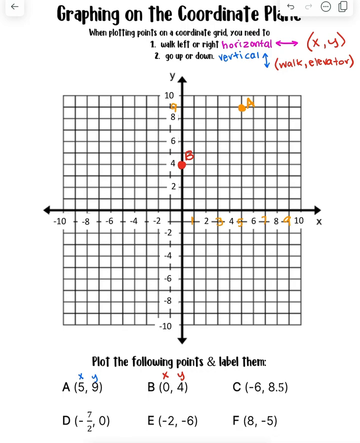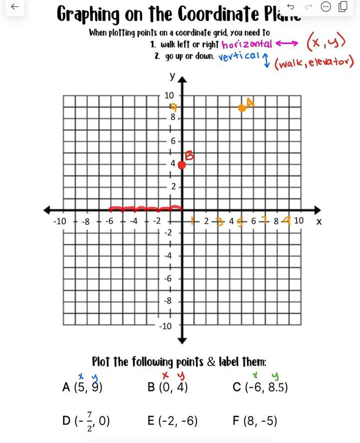Okay, let's do a C. I have an X and I have a Y. So let's go back to the origin. And this time I have to walk negative 6. So I can't go this way because that's a positive. So I have to walk to negative 6. So I can go, there's negative 6. So I did it. Or you can count your boxes. 1, 2, 3, 4, 5, 6.